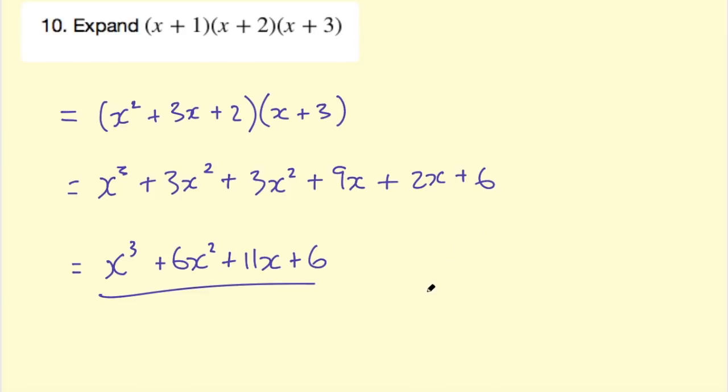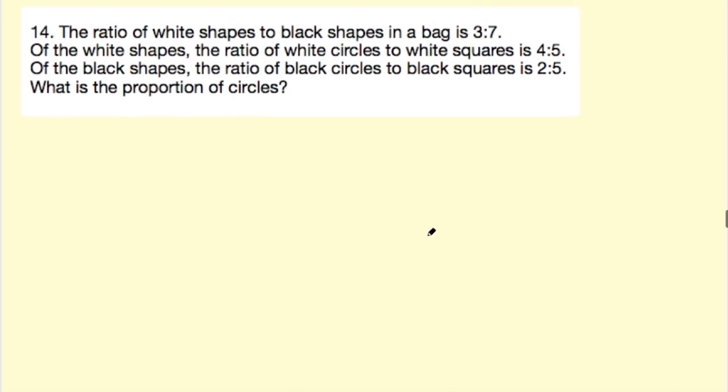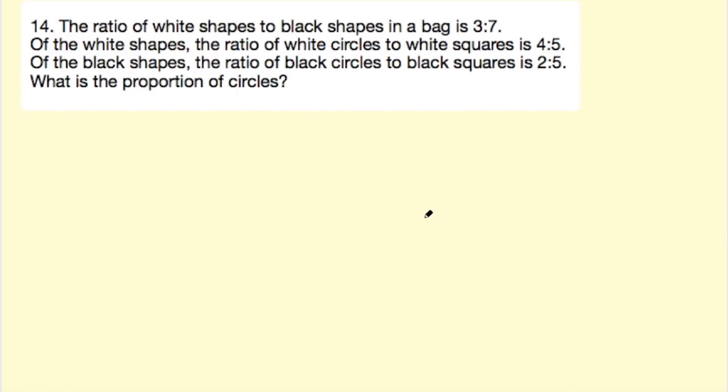I like expanding brackets. Next one to go through was 14. Compared to the last question, this is a bit of a doozy. The question says the ratio of white shapes to black shapes in a bag is 3 to 7. Of the white shapes, the ratio of white circles to white squares is 4 to 5. Of the black shapes, the ratio of black circles to black squares is 2 to 5. What is the proportion of circles?